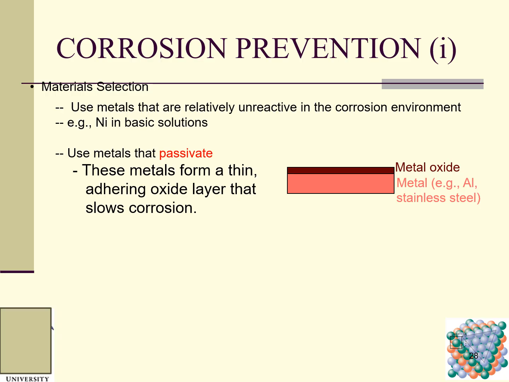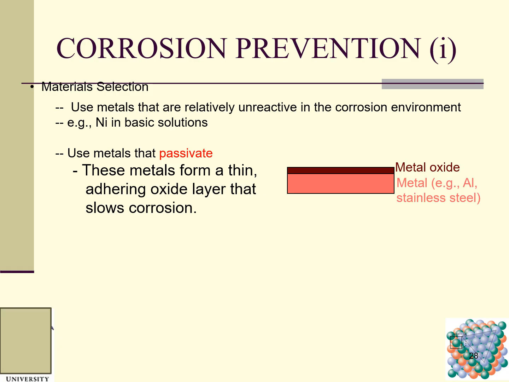So, corrosion prevention. Corrosion is bad for our economy. How can we prevent corrosion? We cannot eliminate corrosion, but we can do our best to prevent it. One is material selection: use metals that are relatively unreactive in the corrosion environment, for example nickel in basic solutions. Basic solutions have a lot of OH ions. Use metals that passivate. I told you what passivation is, right? How does it passivate?